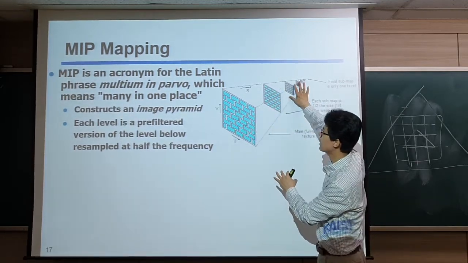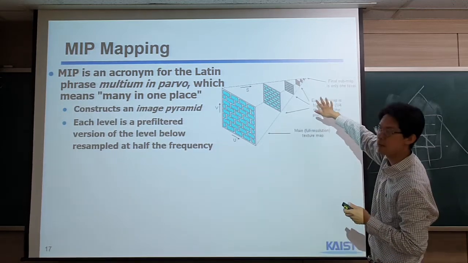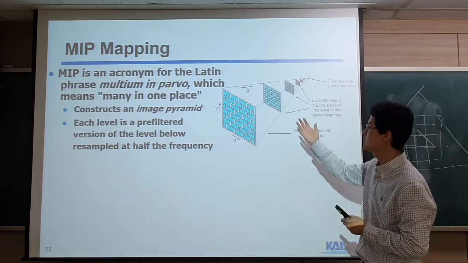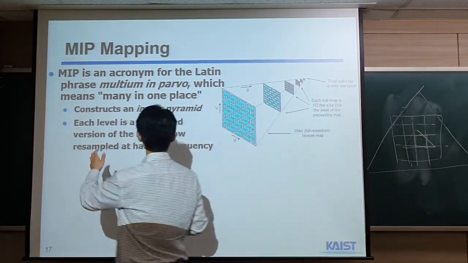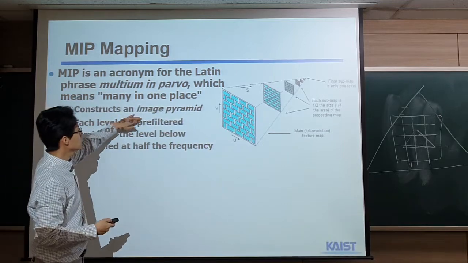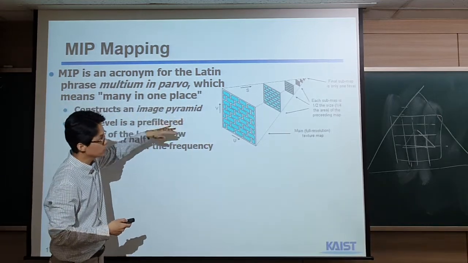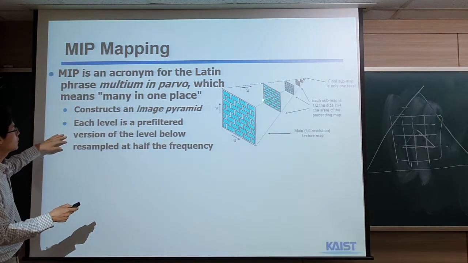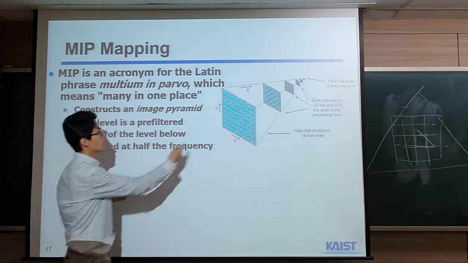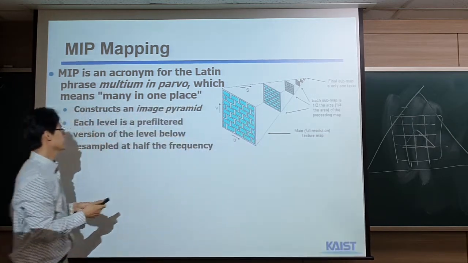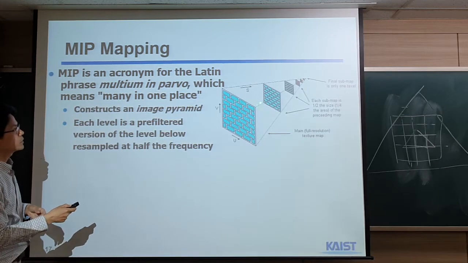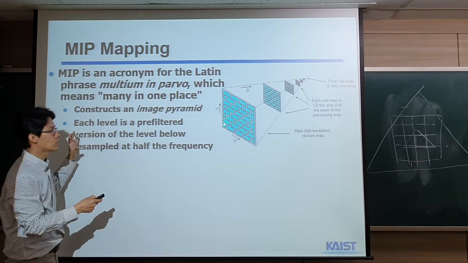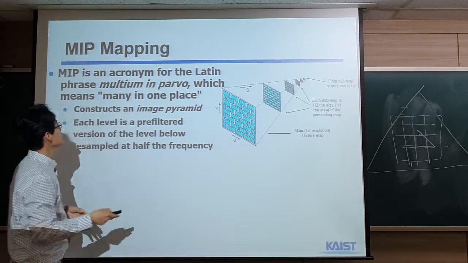So there are many things in one, which is the MIP map. That's why we call this MIP, and the technique that uses MIP is MIP mapping. This is also called an image pyramid. It looks like a pyramid, and each level is a pre-filtered version of the level below. In other words, we go to the high resolution and then sample it down by reducing the resolution to half. We keep doing that. That's MIP mapping.